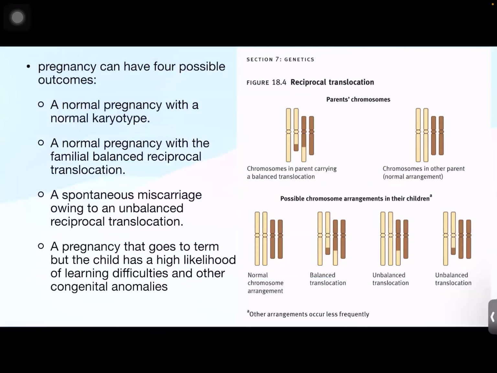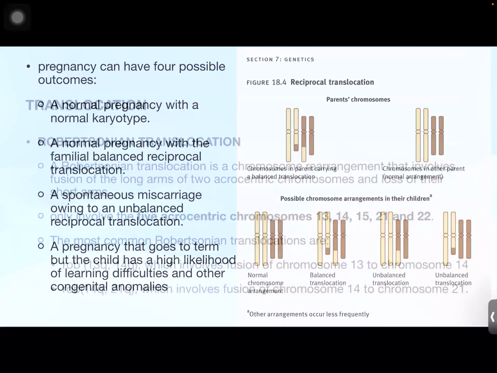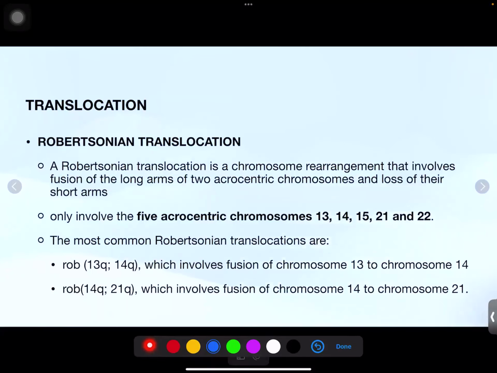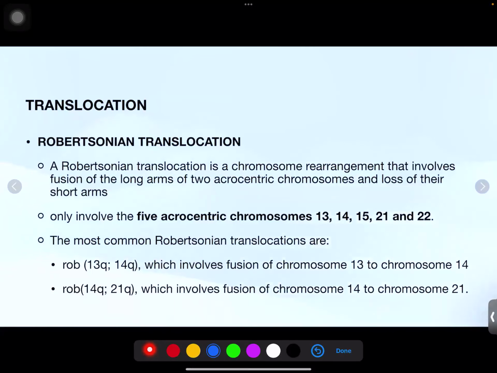So all the trisomies and the monosomies basically have the same mechanisms of aneuploidies. One was non-disjunction, then the second was the reciprocal translocation. Now this is the second type of translocation. It is the Robertsonian translocation. Now what happens in the Robertsonian translocation? It is a chromosome rearrangement and it involves fusion of long arms of two acrocentric chromosomes.